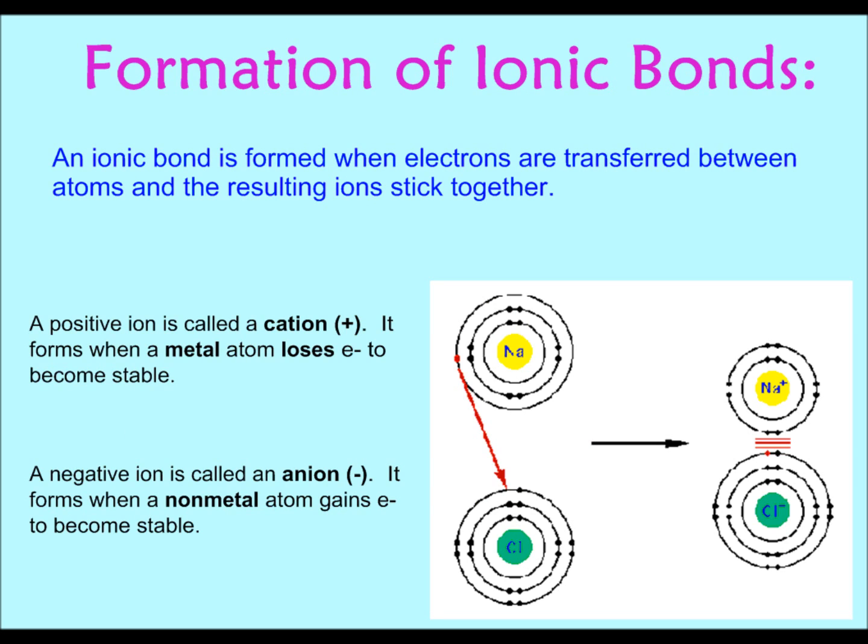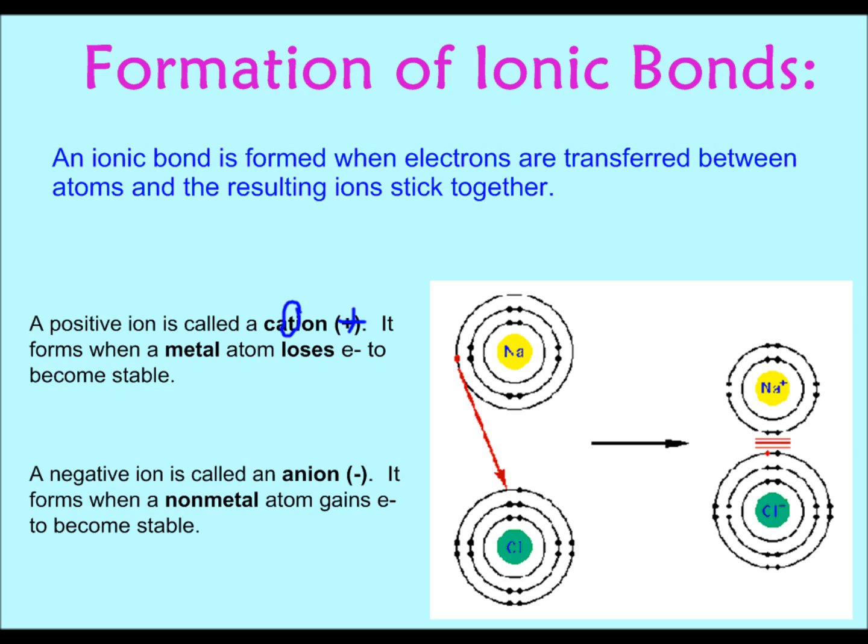Okay, the formation of ionic bonds. So how do they actually form? It says an ionic bond is formed when electrons are transferred between atoms and the resulting ions stick together. The reason they stick together is because of the attraction between the positive and negative charge. The positive ion is called a cation. Remember, we said cation has a t in it, so we remember that it was positive. It forms when a metal atom loses an electron to become stable. Electrons are negatively charged, so when we lose something negative, the overall difference will be a positive charge on that atom.